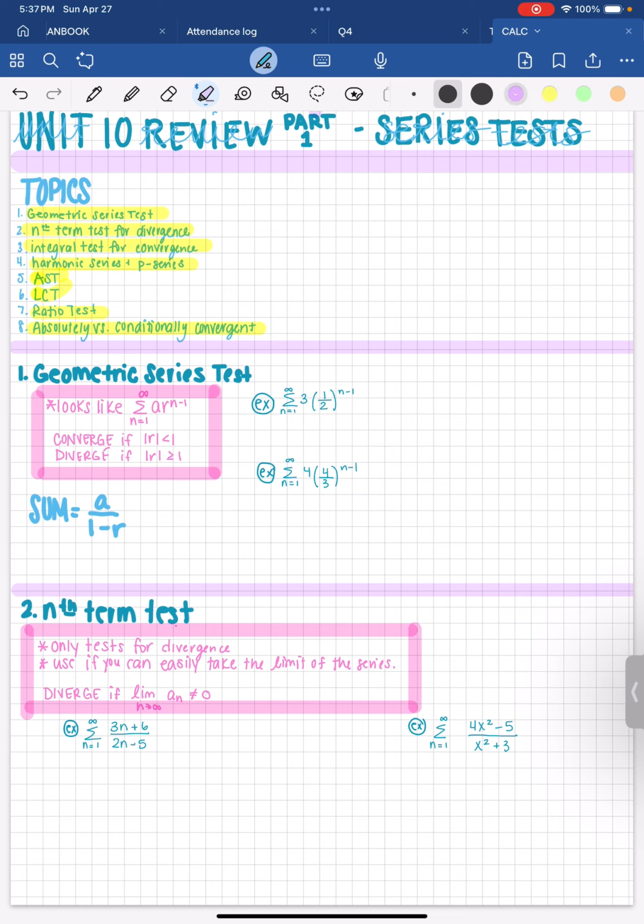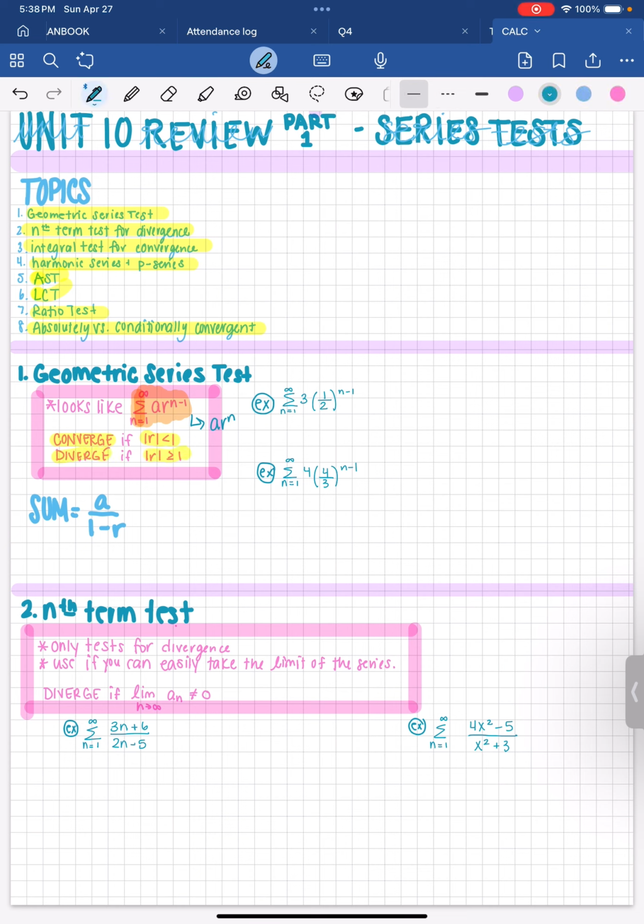So we have the geometric series test, and we're going to use it when we have a geometric series. So the series has to look like this. We have a r to the n minus 1, and sometimes we might have a r to the n as well, and it would just shift the index, and it would start with n equals 0 to infinity. Now here are the conditions of the test. We converge if the absolute value of r is less than 1, and we diverge if the absolute value of r is greater than or equal to 1.